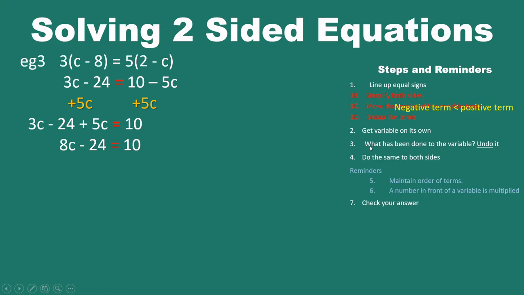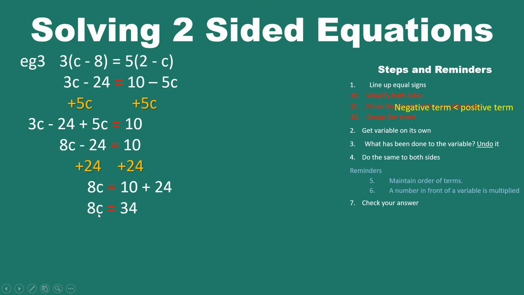What's been done to the variable? Let's undo it. c is being multiplied by 8, and then 24 subtracted off. So let's work backwards. Let's get rid of that minus 24 first. Opposite of minus 24, plus 24. That will get the 8c on its own. So we have 8c equals 10 plus 24, which of course is 34.